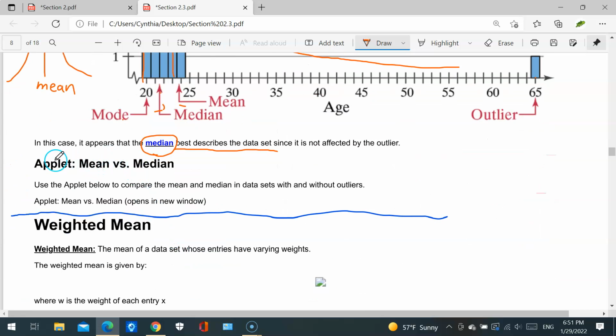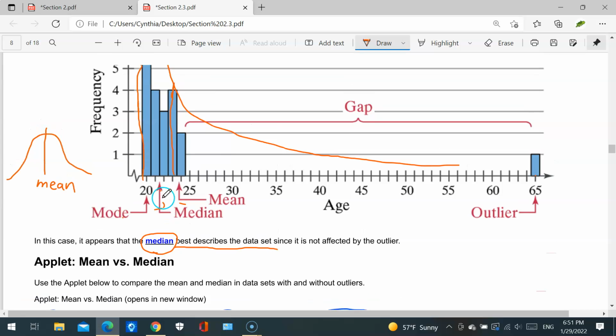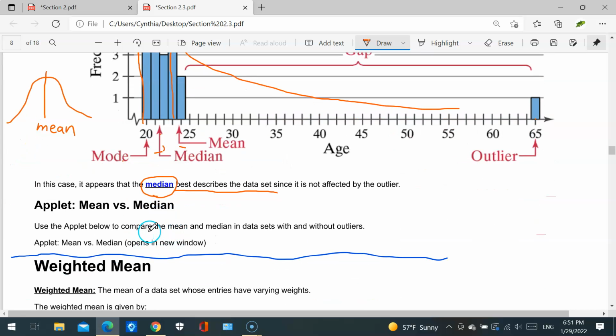Here is an app you can play with. Now I'm going to stop here. When we go back to class on Thursday, I will continue from weighted mean. This is section 2.3, and I will start from here and then continue with 2.4 and 2.5.